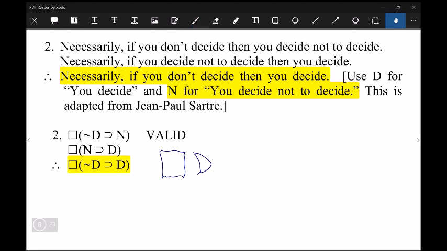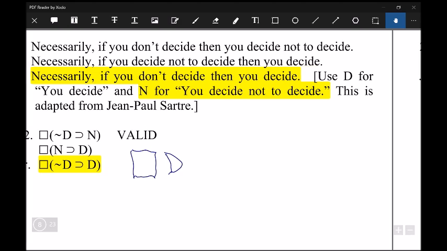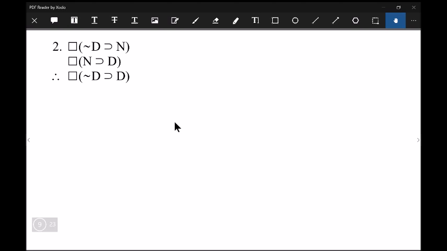Why didn't he? Well, he's French. He wants to put things with a little flair. And also, he wants to express that not deciding is a kind of deciding too. So you can't get around deciding. Okay. Is this one valid? Yeah. They're all valid so far.